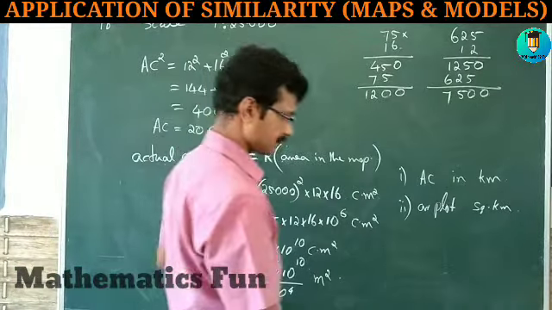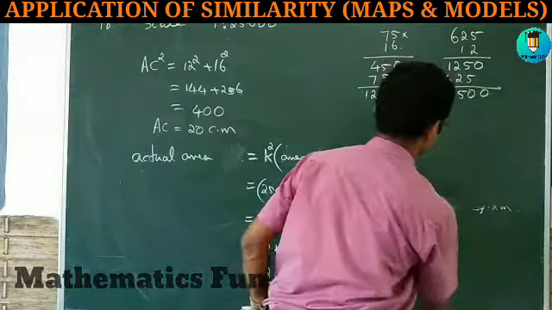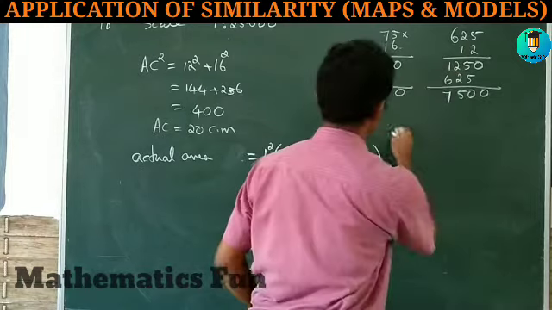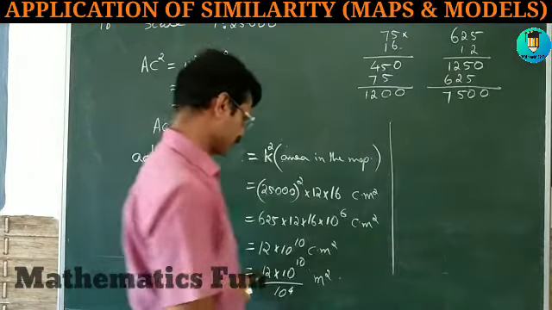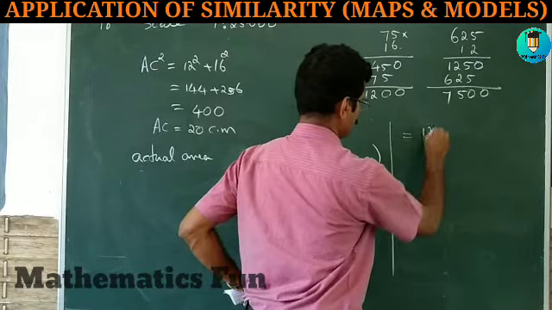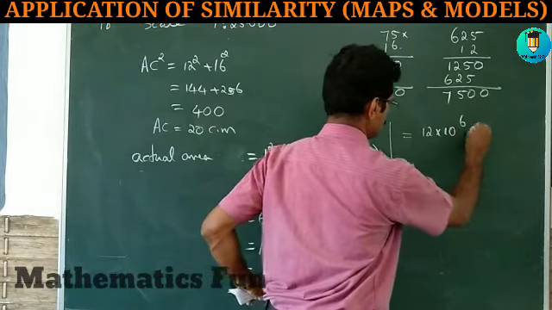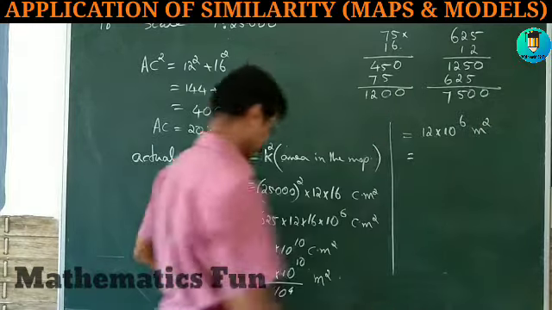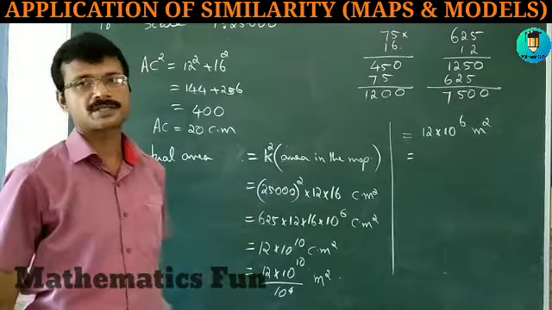Now, meter square I have to change it. So this is ultimately 10 to the power 6. 12 into 10 to the power 6 meter square.